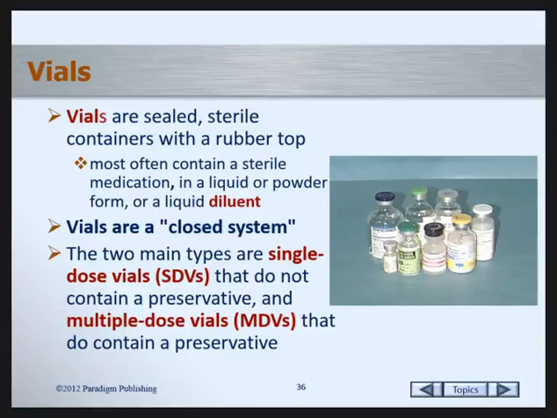There are two main types of vials. We have single-dose vials, known as SDVs. These do not contain preservatives. And we have multi-dose vials, or MDVs, that do contain a preservative. For the shelf stability of a multi-dose vial, it's important to read the manufacturer's information to identify how long that vial is good. Now, for general purposes in a pharmacy, a single-dose vial can still be used for multiple doses, just for a short period of time. We generally will make sure that they are tossed out within a specific amount of time of first insertion through the diaphragm.